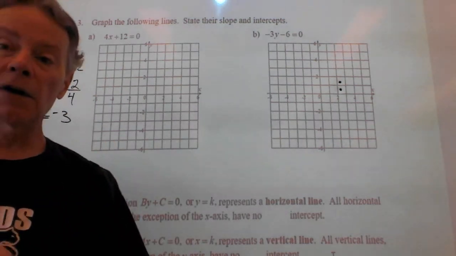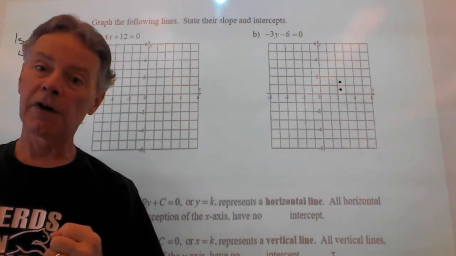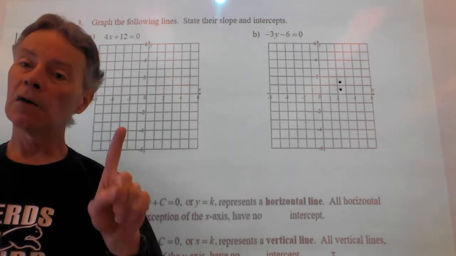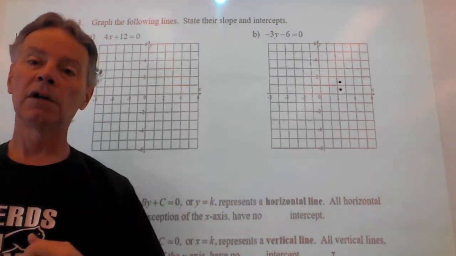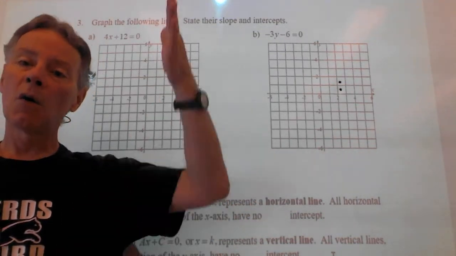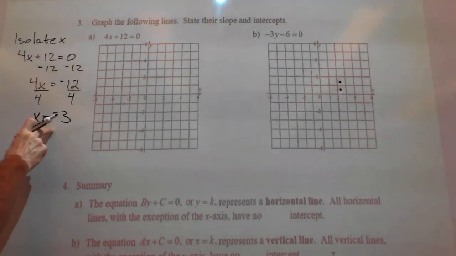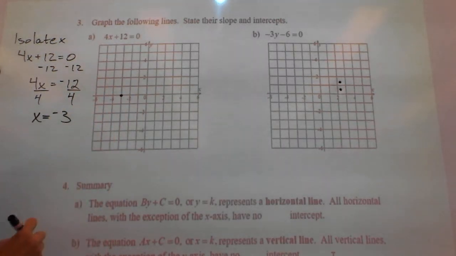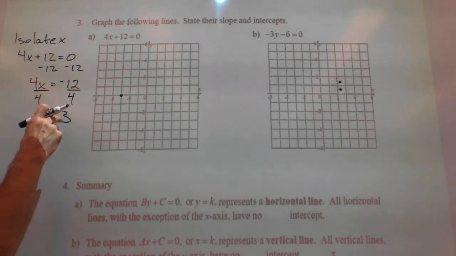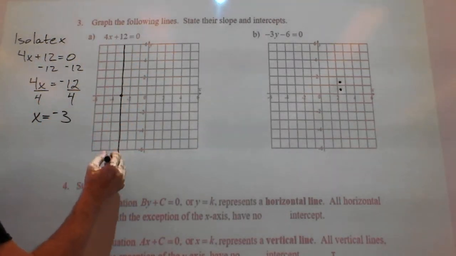Once you have your variable isolated, just a reminder, notice that both of these equations have only one variable, okay? That should set off the little alarm bells in your brain, right? If you see an equation that only has one variable, you're probably going to get either a horizontal line, if it's y equals, or a vertical line, if it's x equals. Now in this case, it's x equals. So what is this telling you? This is telling you that this line crosses the x-axis at negative 3. So your line, when you graph it, is going to look like this.